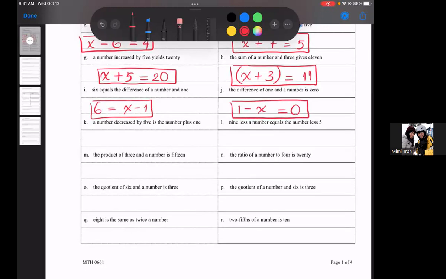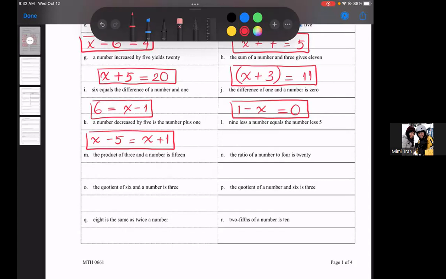A number decreased by 5 is the number plus 1. Yes, thank you, Destiny. It's hard for me to remember people who are not in my workshop. I'll try to learn your names.